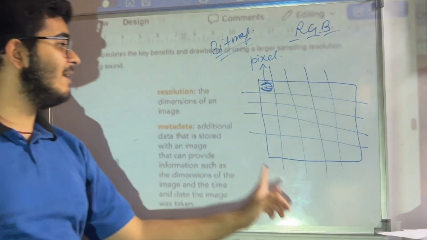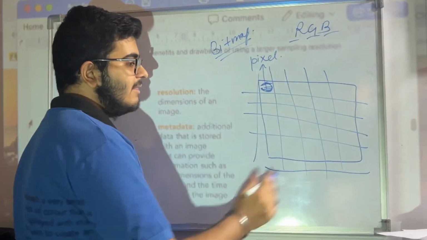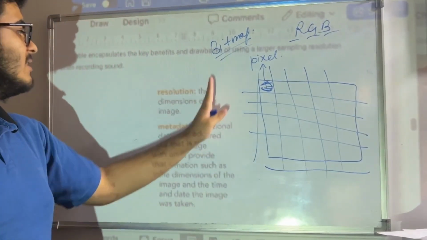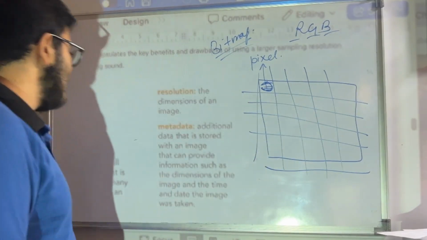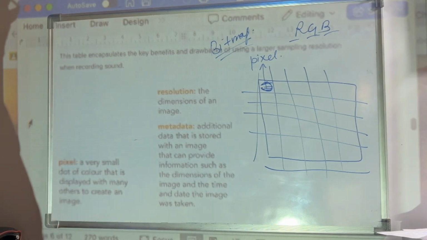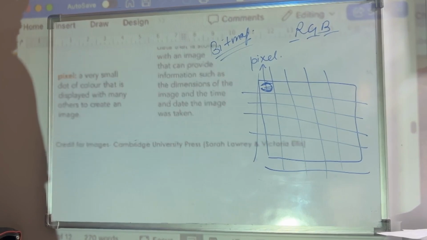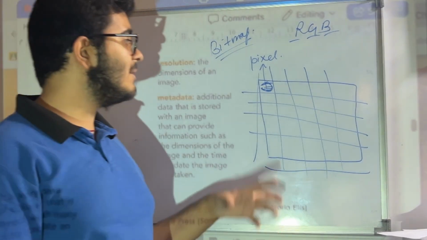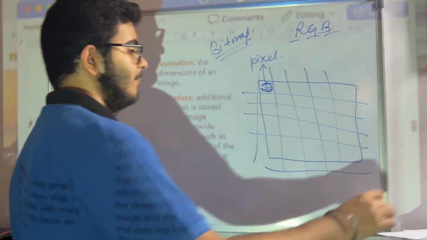We also have resolution for an image. The number of pixels wide by number of pixels high, length into breadth, is the image resolution. That is the area it will cover. A pixel is a very small dot of color that is displayed with many others in an image. We just did that. And what is color depth? The amount of bits I provide to color in a pixel is known as color depth.